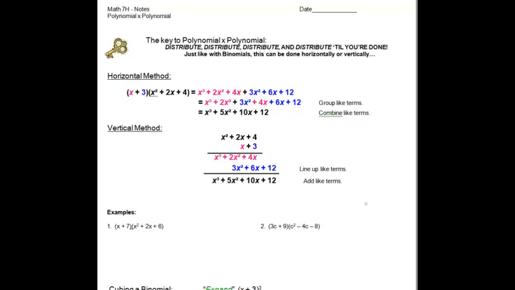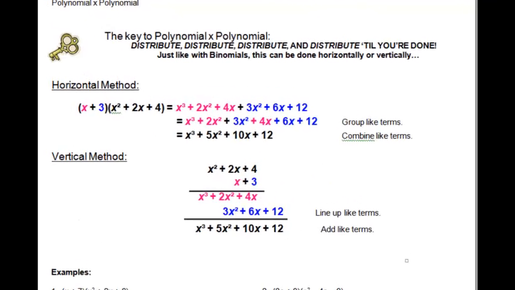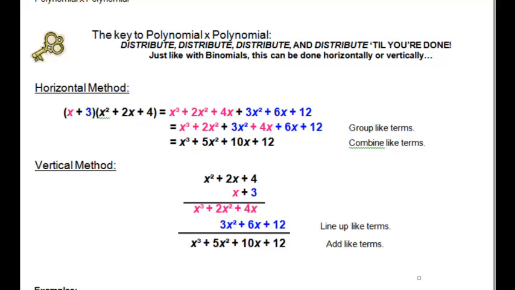So if you look at the first horizontal method, it's done out for you. And what we've done is we've taken that first term x and we have distributed to everything inside the second term. So we get x cubed plus 2x squared plus 4x. Then we do the same thing with the 3, and we get 3x squared, 6x, and 12. Then we find our like terms, we group them, and we combine them, and you get a final answer.